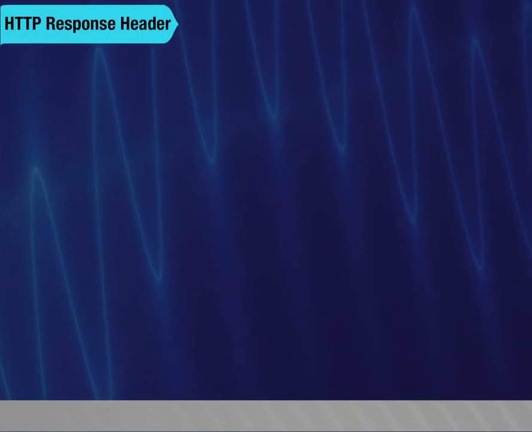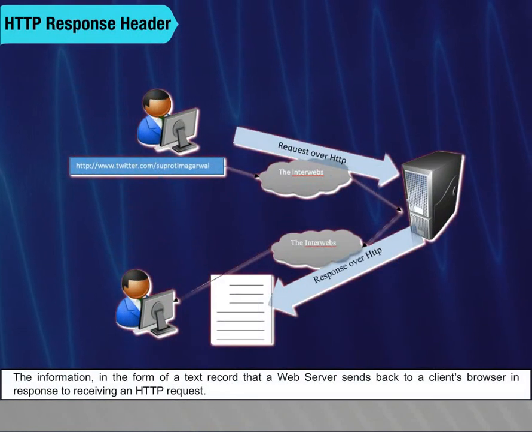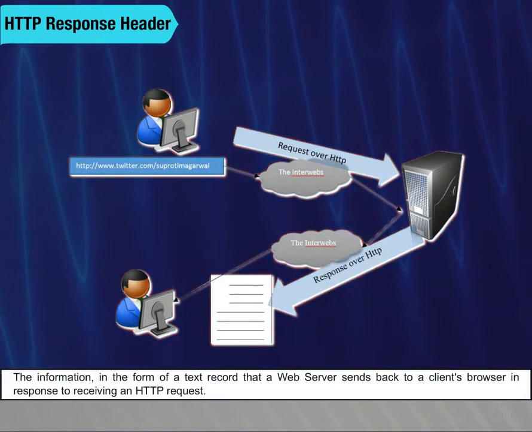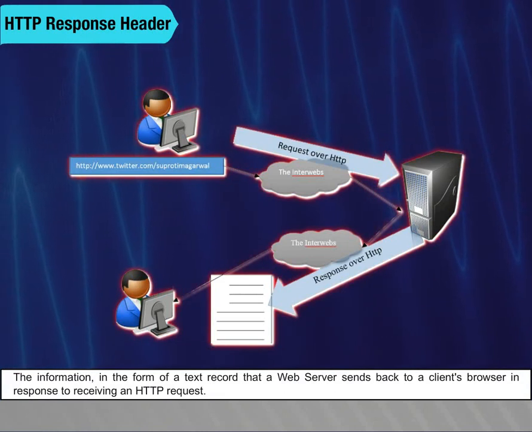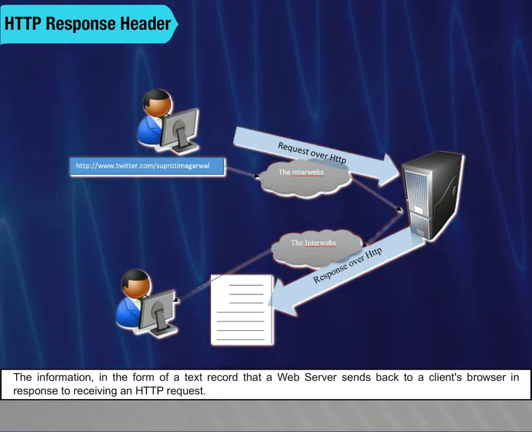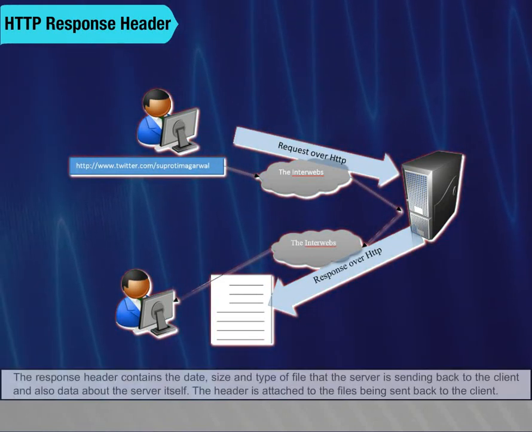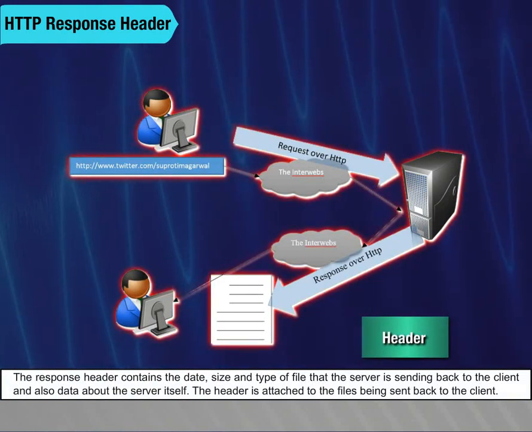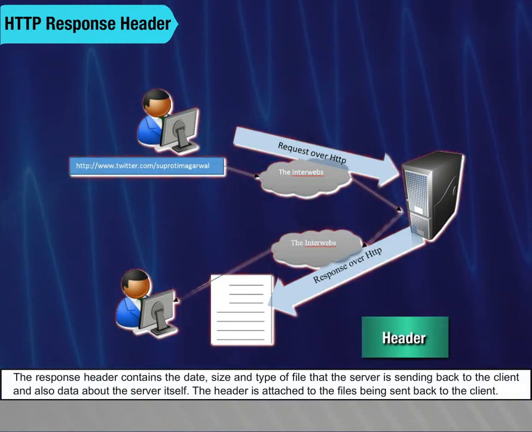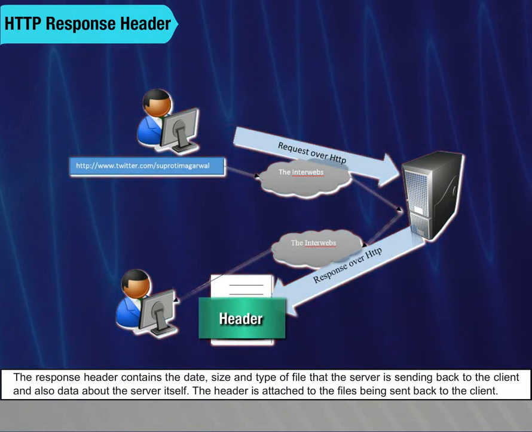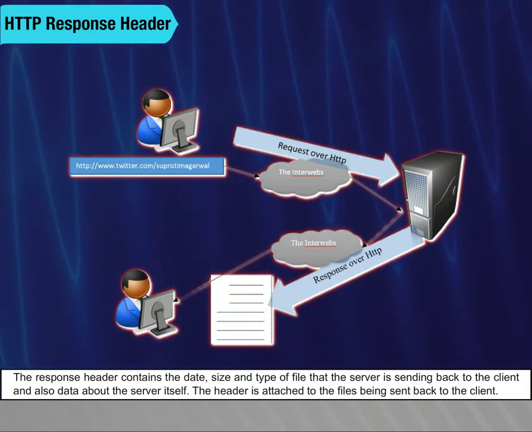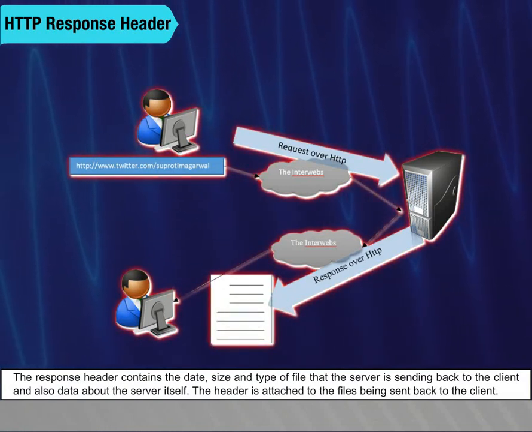HTTP response header. The information in the form of a text record that a web server sends back to the client's browser in response to receiving an HTTP request. The response header contains the date, size, and type of file that the server is sending back to the client, and also data about the server itself. The header is attached to the files being sent back to the client.